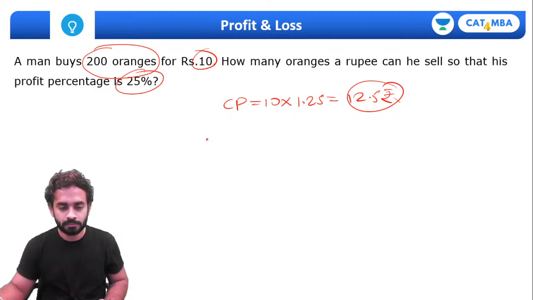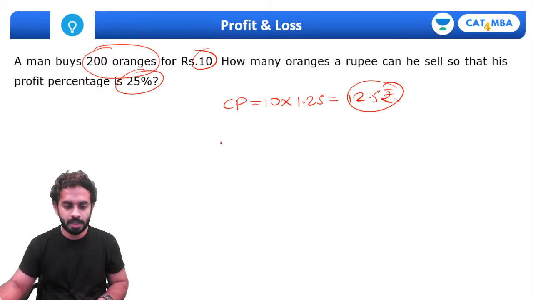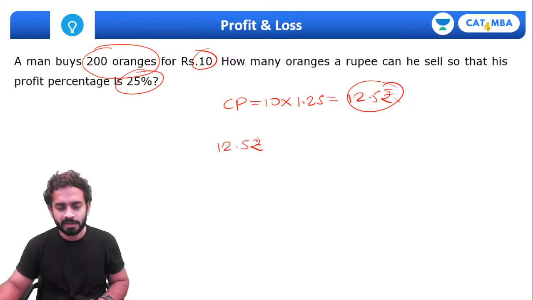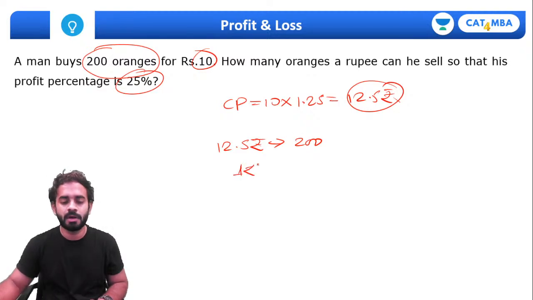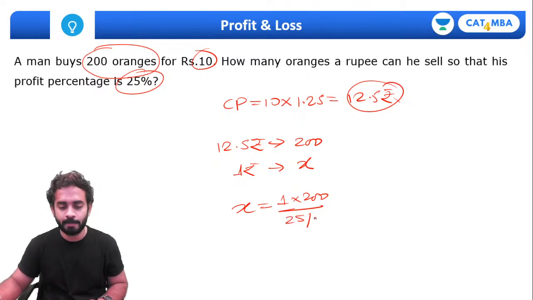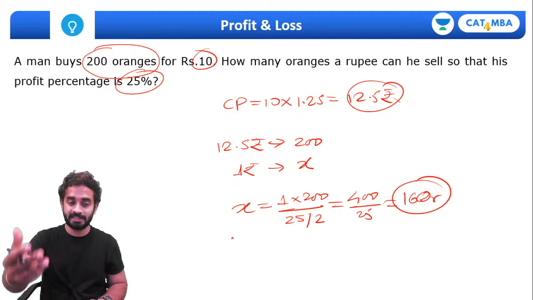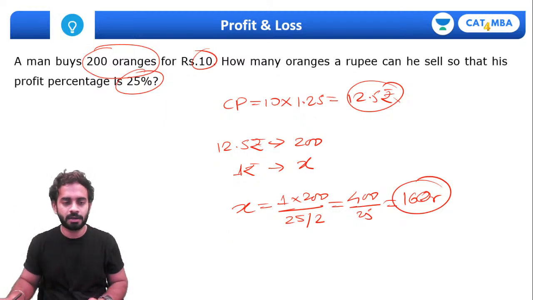Now the question is, for 1 rupee how many oranges he should sell? We know that in 12.5 rupees he is going to sell all 200 oranges. Then for 1 rupee how many oranges he can sell? So just cross multiply, the value of x comes out to be 1 into 200 divided by 12.5, and 12.5 को मैं क्या लिख सकता हूँ? 25 upon 2. So 2 से ऊपर multiply कर दो तो 400 divided by 25. So your answer will be 16 oranges. So for 1 rupee he can sell 16 oranges. Okay, so he'll get 25% profit.